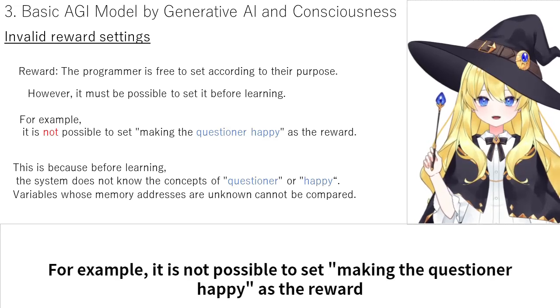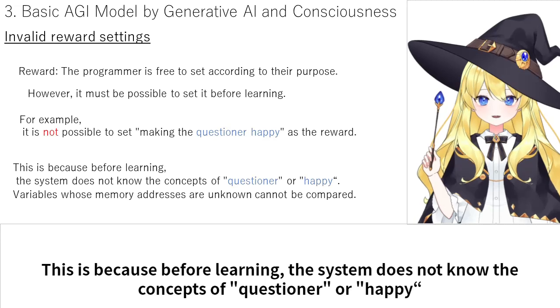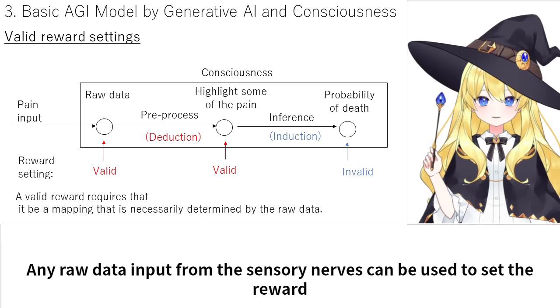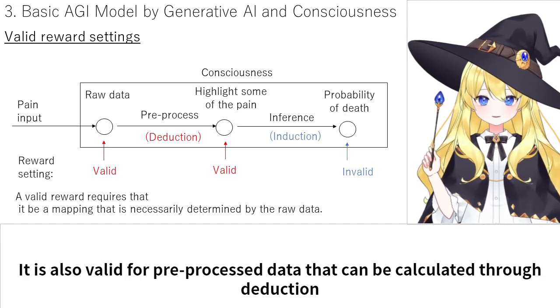For example, it is not possible to set making the questioner happy as the reward. This is because before learning, the system does not know the concepts of questioner or happy. Variables whose memory addresses are unknown cannot be compared. Any raw data input from the sensory nerves can be used to set the reward. For example, the sum of all pain levels is a valid reward setting. It is also valid for pre-processed data that can be calculated through deduction.